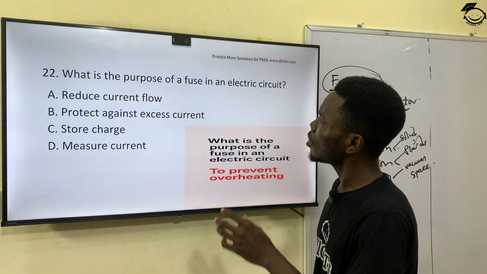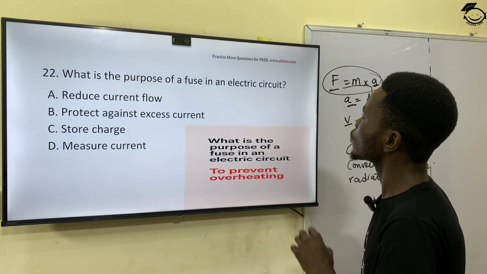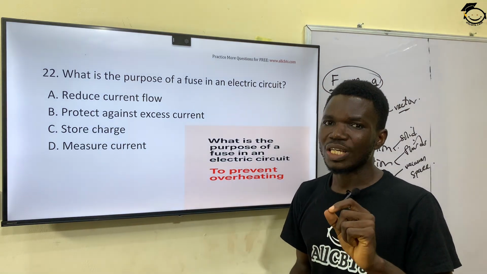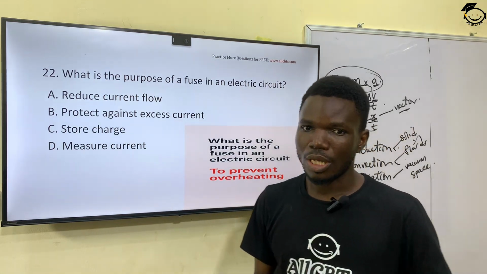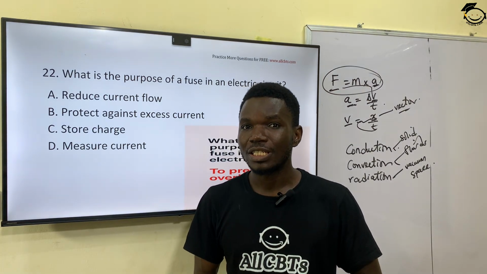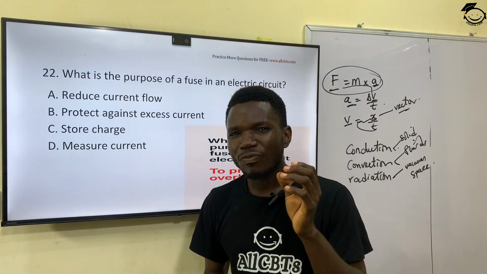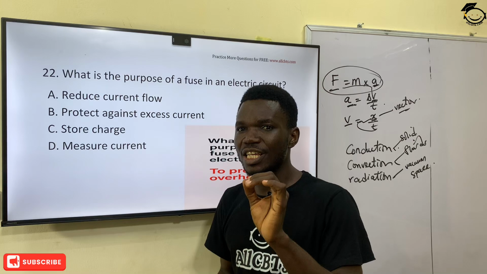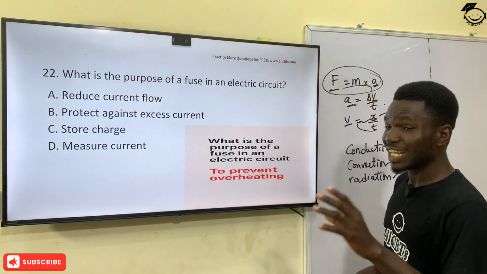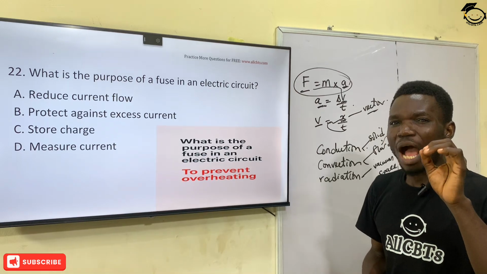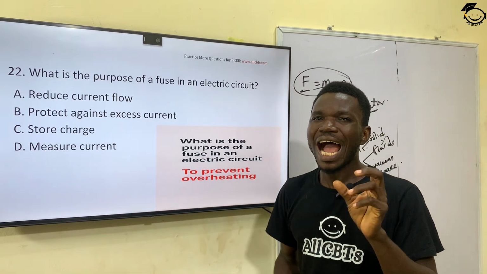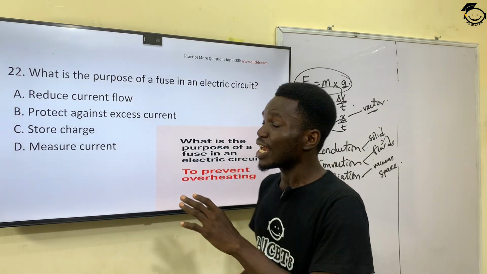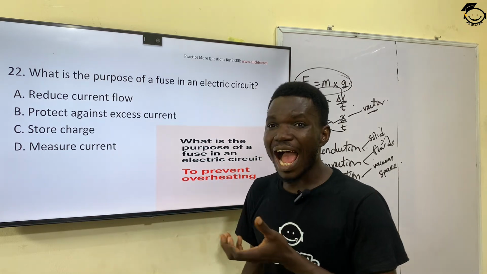It says, what is the purpose of a fuse in an electric circuit? Now, in the previous video that we did, we answered a question about what value of fuse we are going to use for an electric heater or an electric cooker. In that video, we did a calculation where I told you that the fuse you are using must be higher than the total current flowing in that cooker. Same thing here. So why are we using that higher amount of fuse?